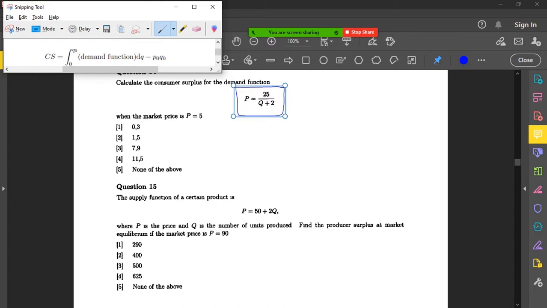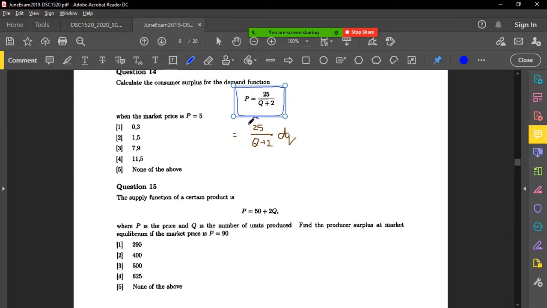First step. Step number 1 is to do what? Okay, so first I probably don't have to differentiate. No, you're not using differentiation, you're using integration. Okay, so first of all, probably 25 over Q plus 2 times DQ. No. Well, it's okay, but you're just forgetting that. There you go. Yes.